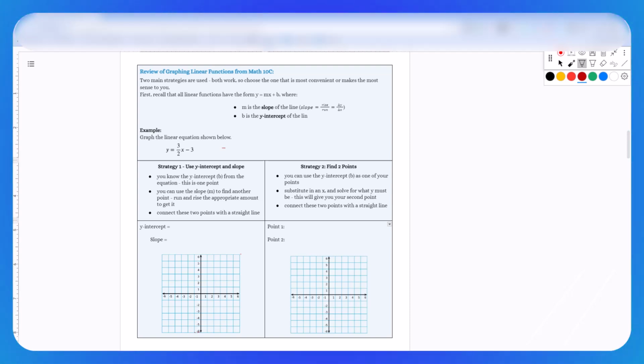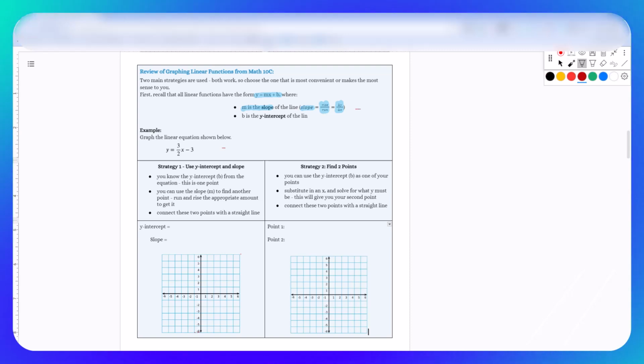Okay, before we get going, we are going to review some graphing of linear functions in Math 10C. So 2 main strategies are used, and both work. So you can choose which one is either most convenient or the one that makes the most sense to you. So let's start by reminding ourselves that y = mx + b is the y-intercept form of a linear equation, where m is the slope, and remember that the slope is considered the rise over the run, which is the change in y over the change in x.